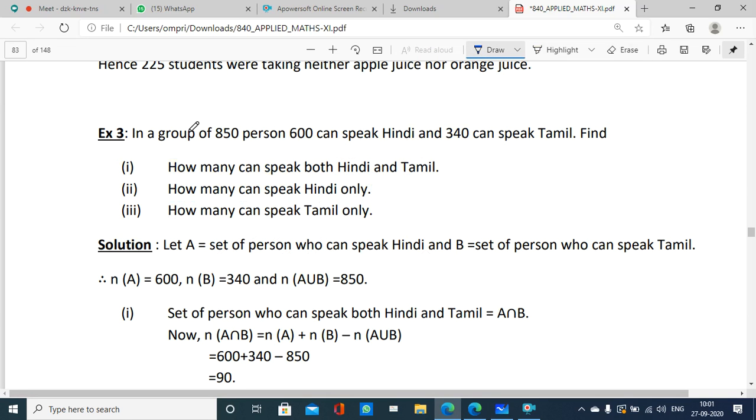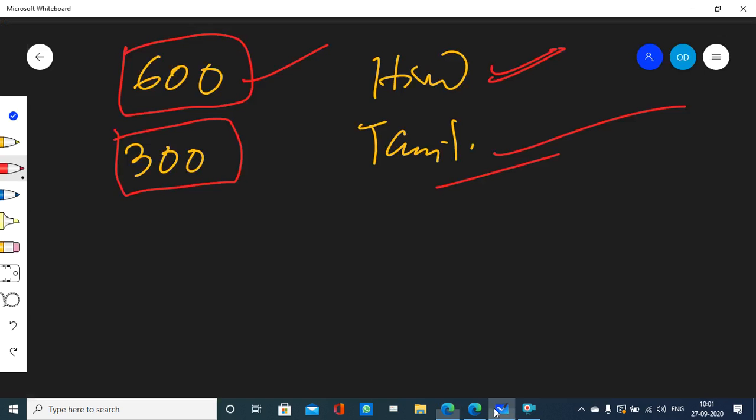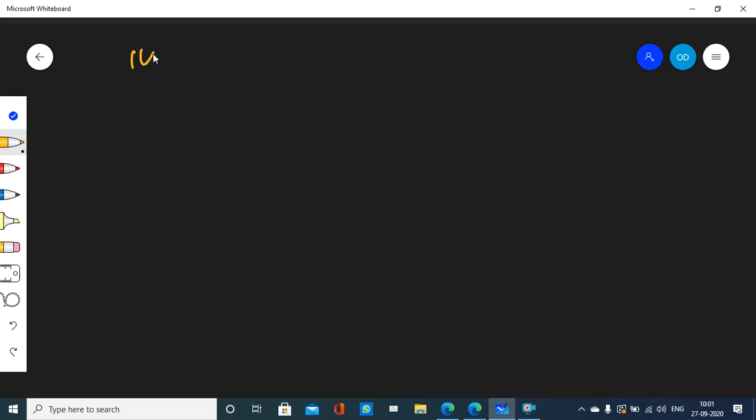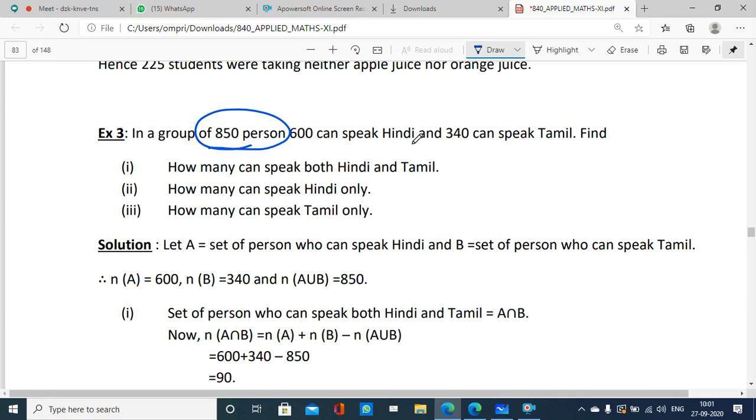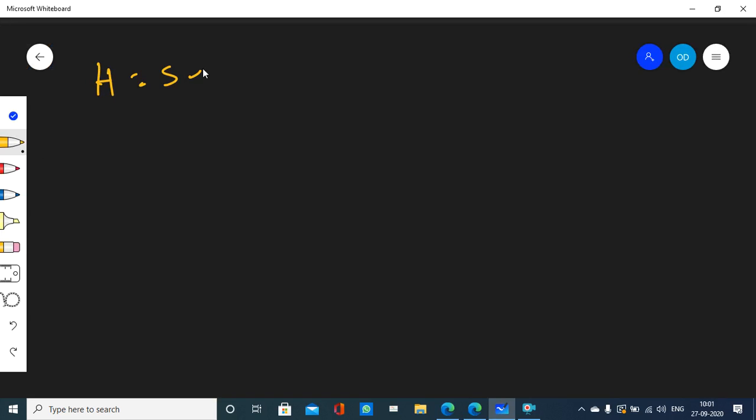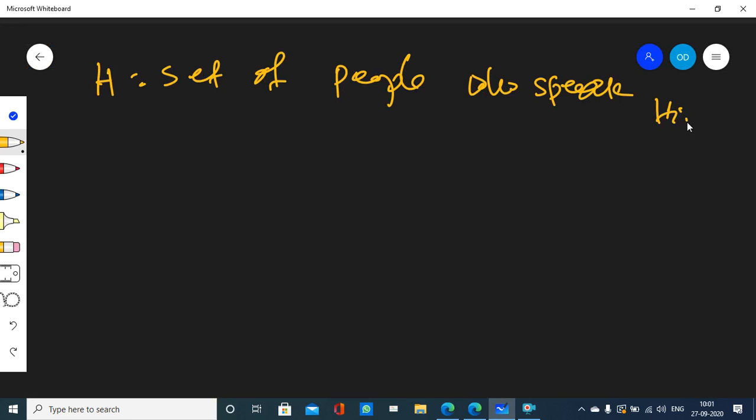Okay, so let's move on to do this question. First point is there are total 850 people in the group. Number of people in the group. You can do it directly. Let's take two sets, H and T. H is the set of people who speak Hindi. T is the set of people who speak Tamil.